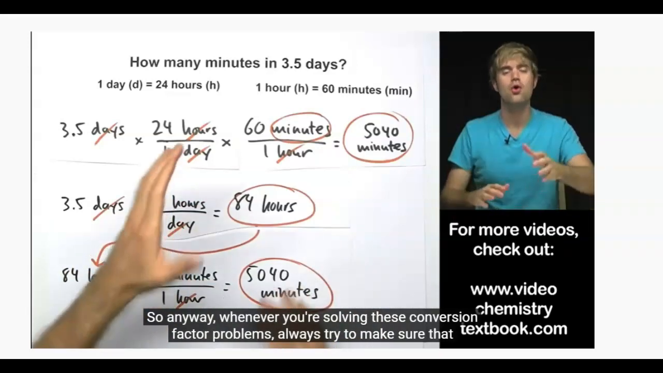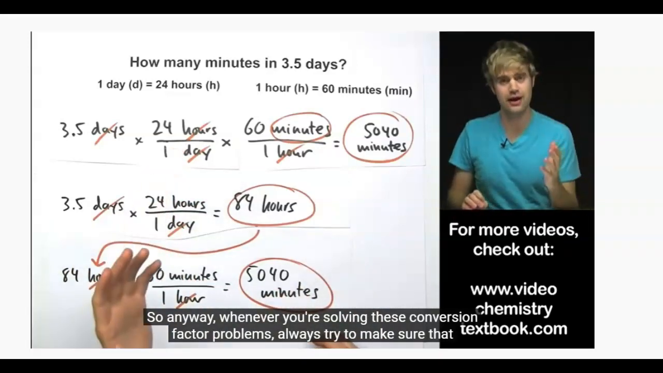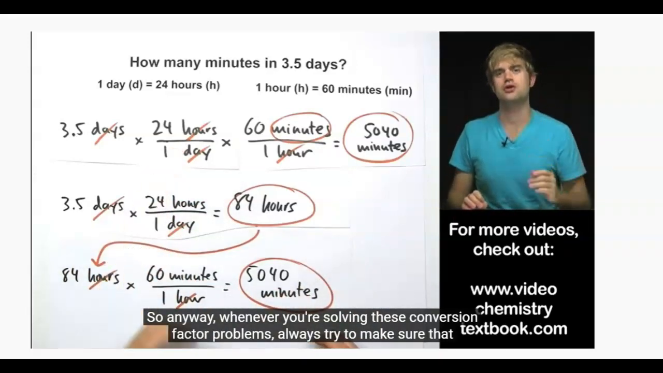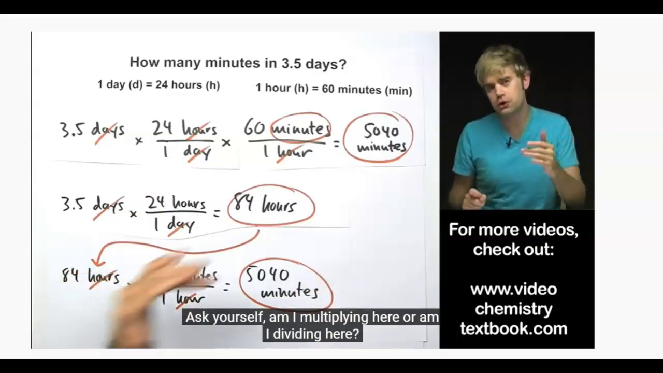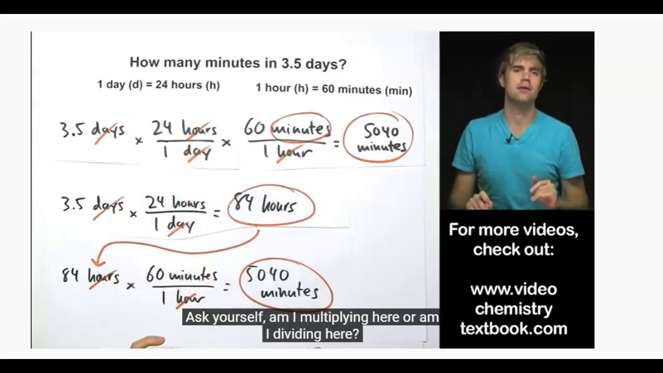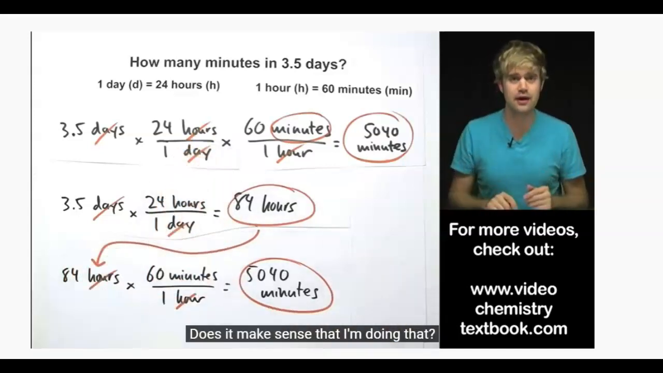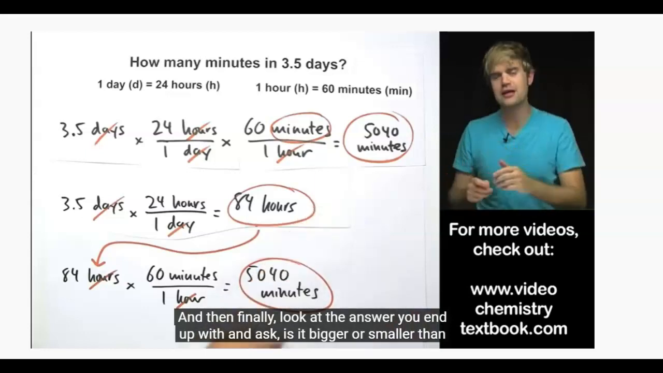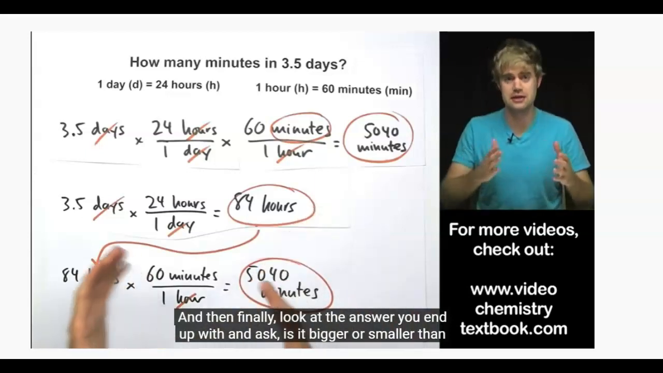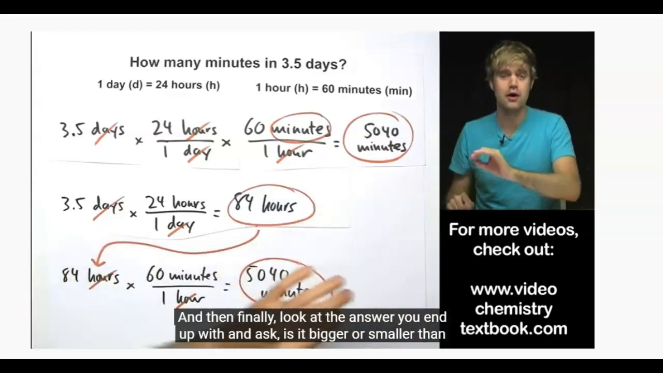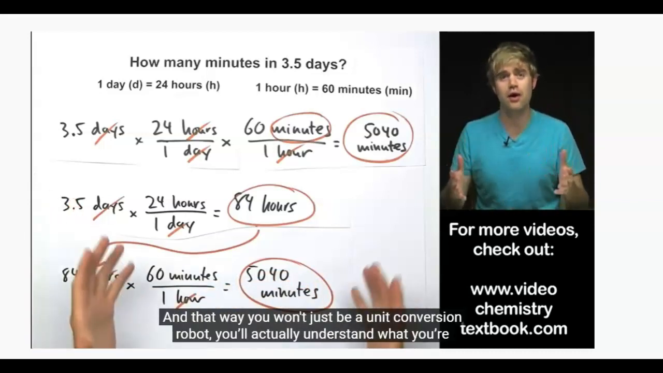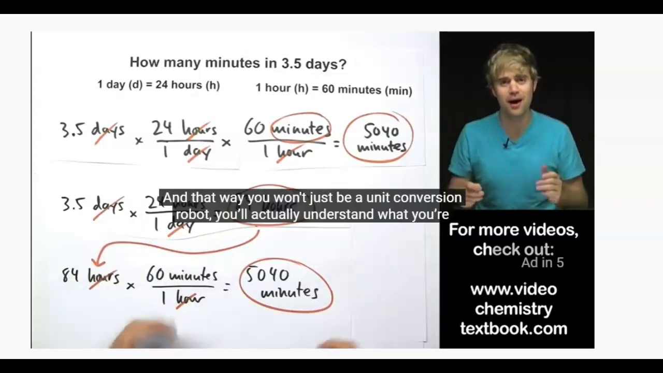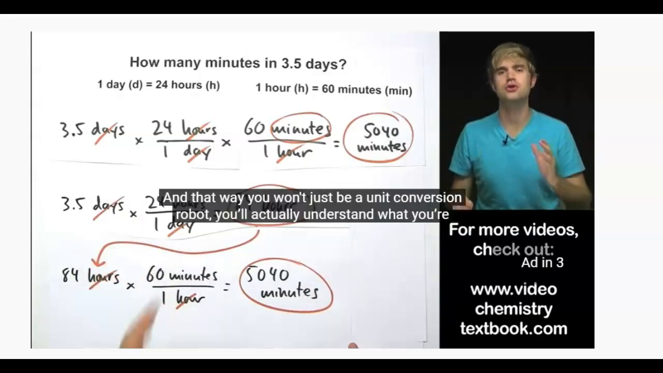So anyway, whenever you're solving these conversion factor problems, always try to make sure that you really understand what's going on. Ask yourself, am I multiplying here or am I dividing here? Does it make sense that I'm doing that? And then finally, look at the answer that you end up with and ask, is it bigger or smaller than the number that I started with? And does that make sense? That way, you won't just be a unit conversion robot, you'll actually understand what you're doing. And that's the most important thing to do.